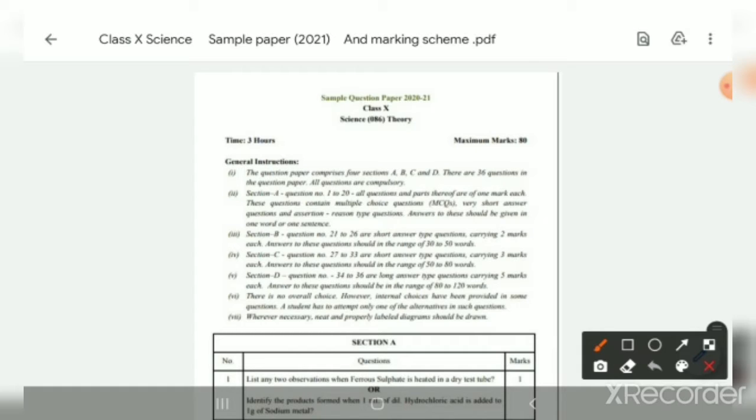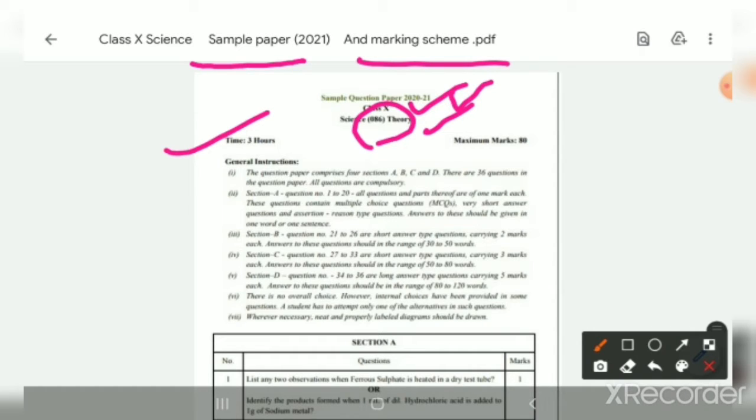Today I am going to discuss the sample paper of 2021 and its marking scheme. So see here, the year is 2020-21, the class is 10th, the subject is Science Theory, and the subject code is 086. Time allotted is 3 hours and maximum marks are 80.